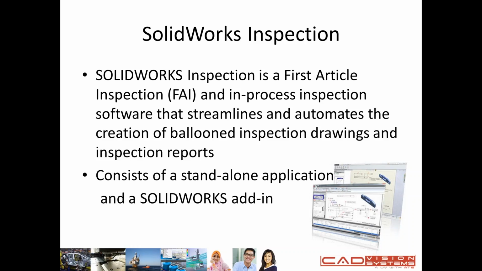In SolidWorks Inspection, we have SolidWorks Inspection Standard and SolidWorks Inspection Professional. The difference is that in Professional, we can extend the capabilities by giving users multiple ways to enter measured values. For example, we can directly input data from a CMM, which is a coordinate measuring machine. However, in Standard, we cannot do that.